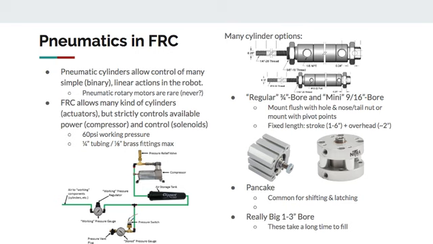Okay, so there's a bunch of different kinds of cylinders. I don't actually have the smallest one, but this one is probably the regular 3/4 inch bore. That means there's a circular plate inside that has a diameter of 3/4 of an inch. If you take the pressure and calculate the area of the piston inside, you can get how much force comes out. Pressure is just force divided by area, right?